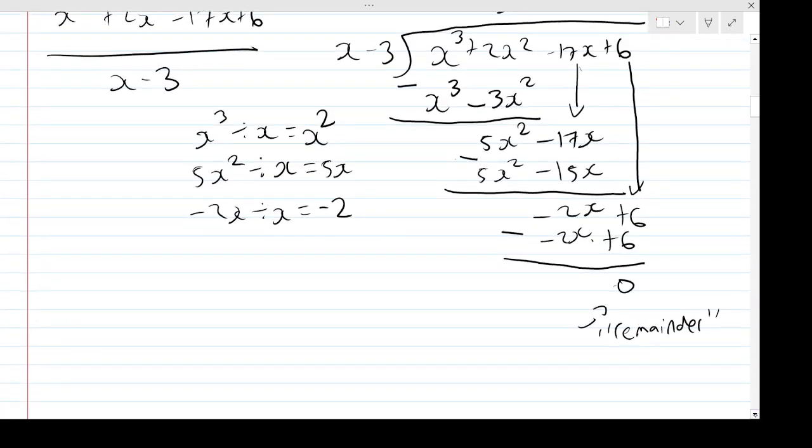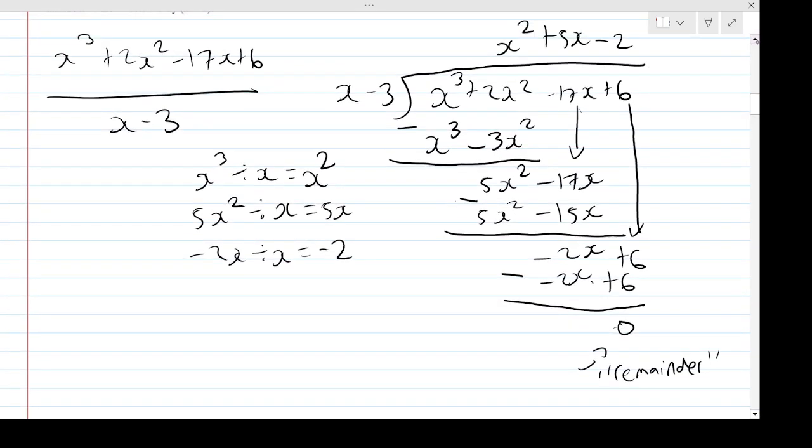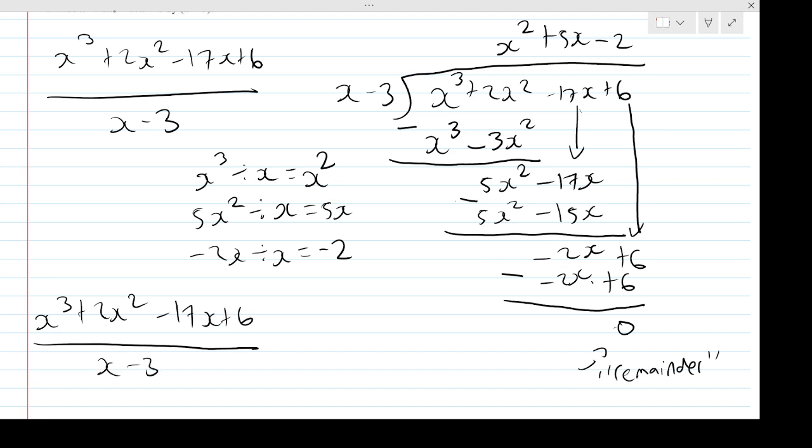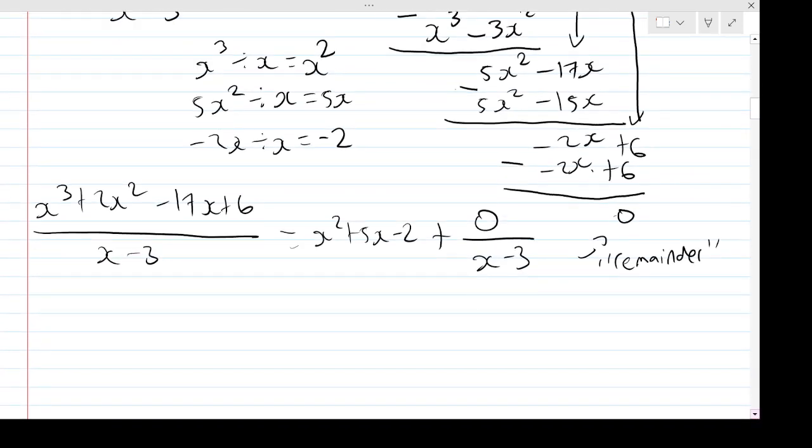And so what that means is that this overall fraction, x cubed plus 2x squared minus 17x plus 6 over x minus 3, this division, remember the fraction is division, is the quotient, x squared plus 5x minus 2, add a remainder of 0. The remainder is out of the x minus 3, so it'd be 0 over x minus 3. Well, actually, that goes to 0.